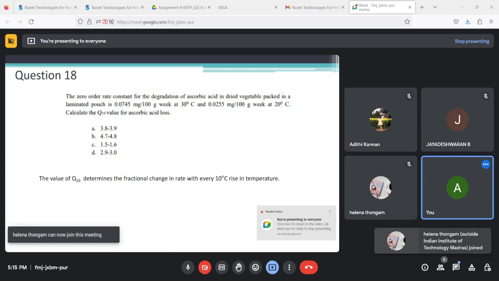So the Q10 value is the fractional change in the rate with every 10 degrees Celsius rise in temperature. So you have 30 degrees Celsius, you have 20 degrees Celsius. You can see a 10 degrees rise in the temperature. So the fractional change in rate, that is the ratio of these rates, is equal to the Q10 value. Q10 is basically rate at temperature T plus 10 divided by rate at some temperature T. So this is how you calculate a Q10 value.